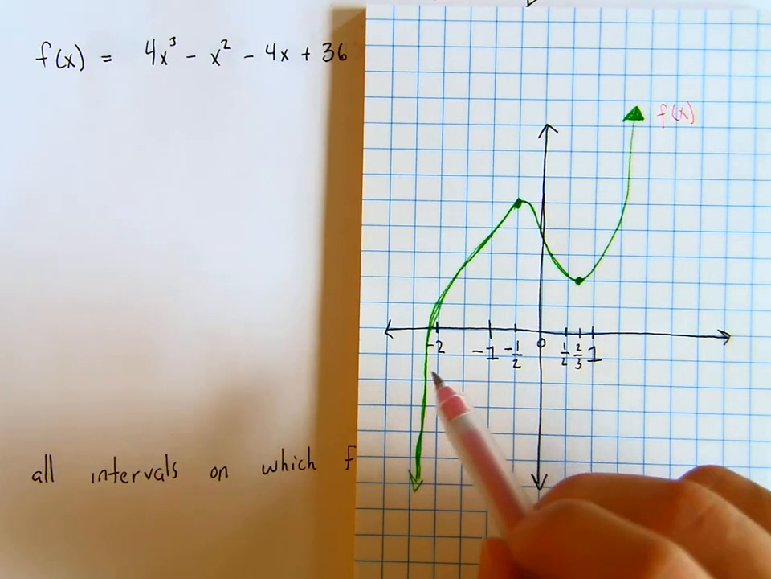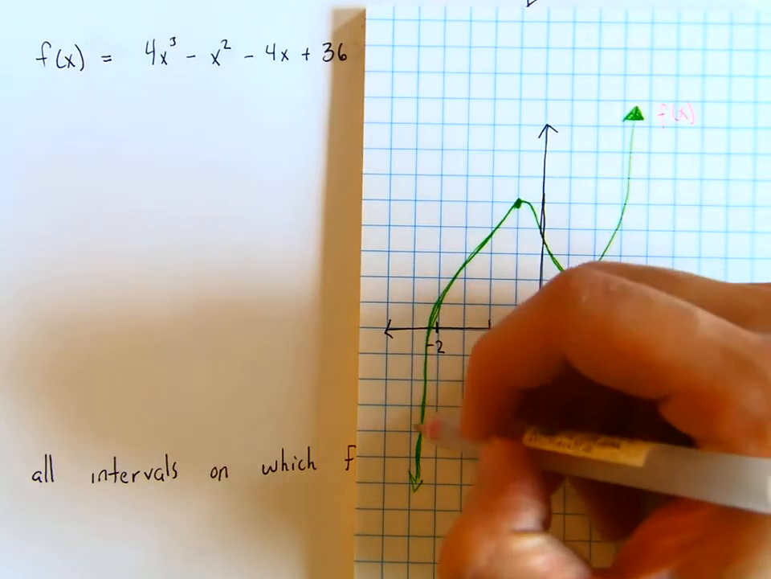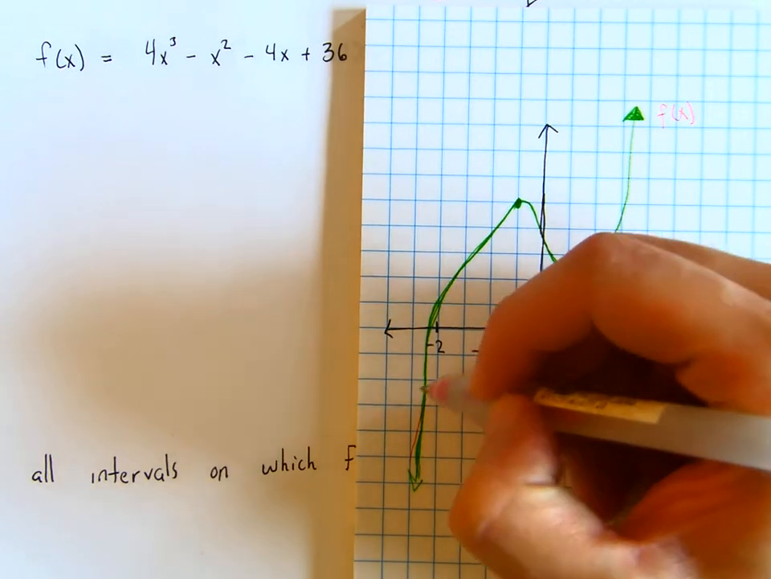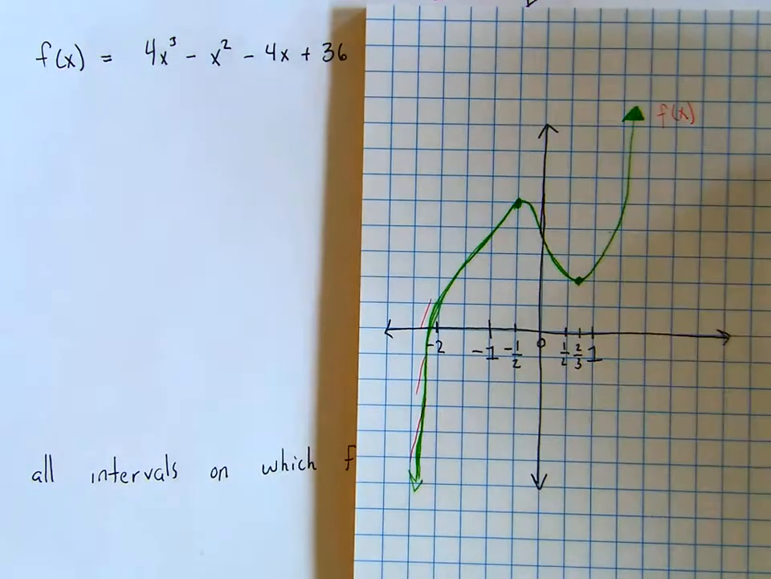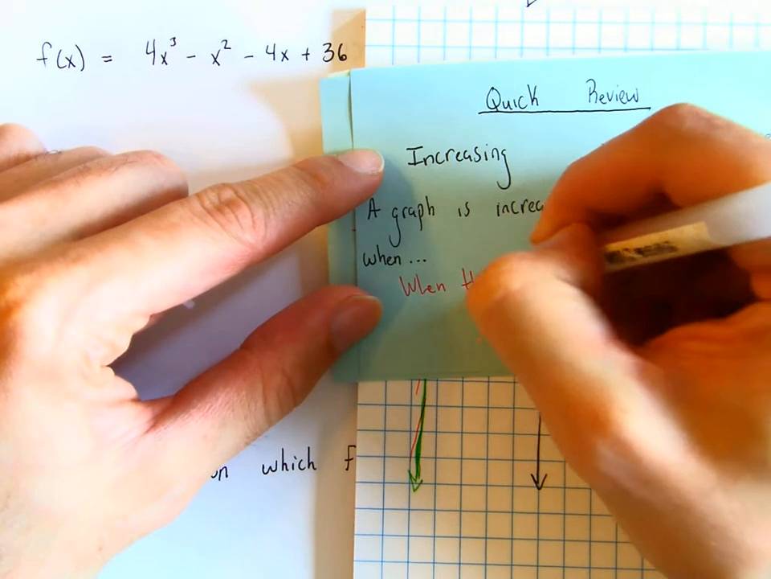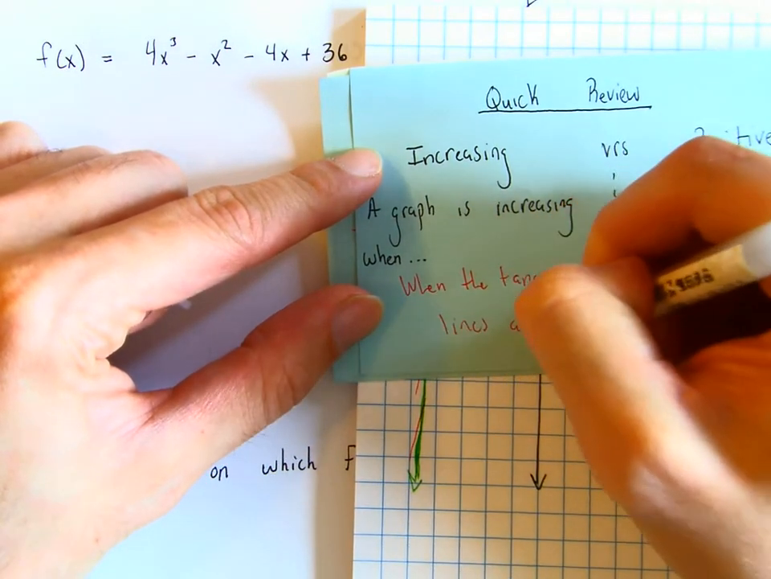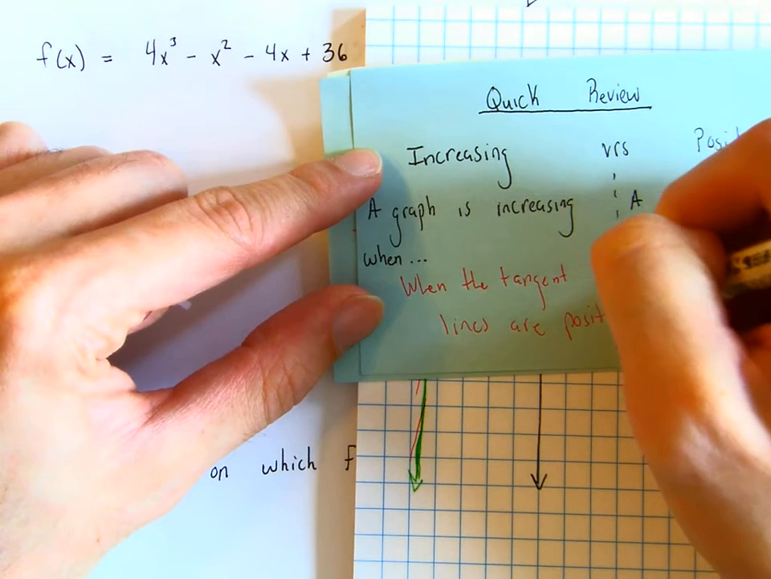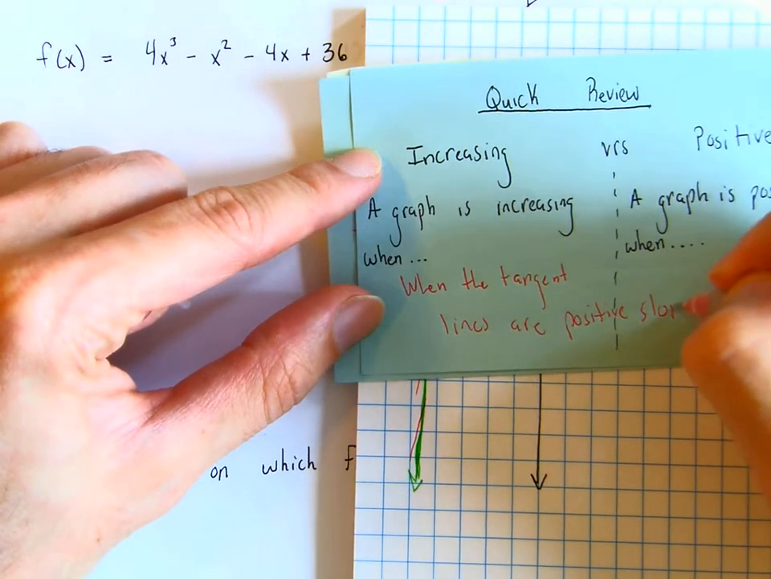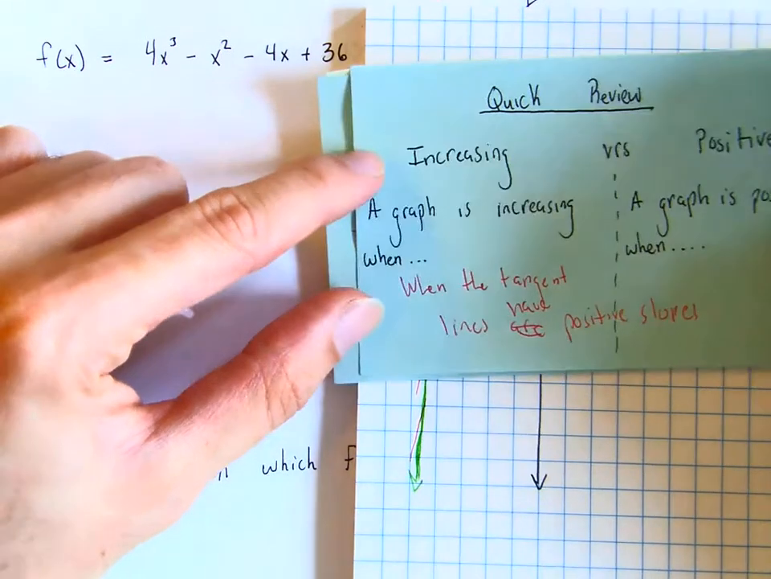What does it mean for the graph to be increasing? When are the tangent lines positive? Okay, so let me write that down. When the tangent lines are positive, or have positive slopes, right?